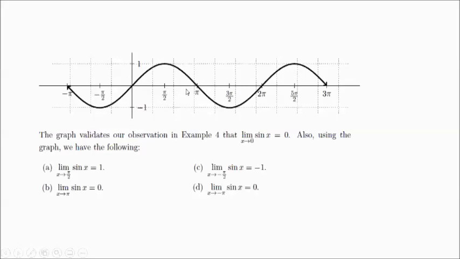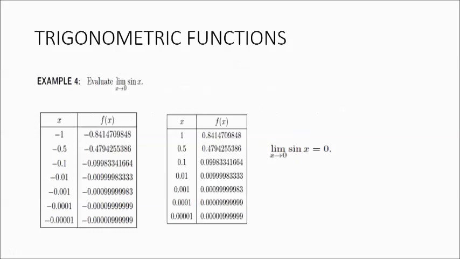Ayan, so nandun yung pi over 2 and then yung pi. So check natin, kapag 0, so 0 din nga yung limit natin. Then kapag pi over 2, 1 siya. Kapag pi, 0. Ayan. Kung negative pi over 2, negative 1. Diba? Just take a look at the graph, yung mga points niya. Then negative pi, that is 0 then. So we have this sine wave, dun sa trig function na sine.